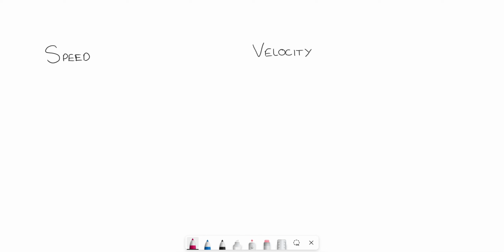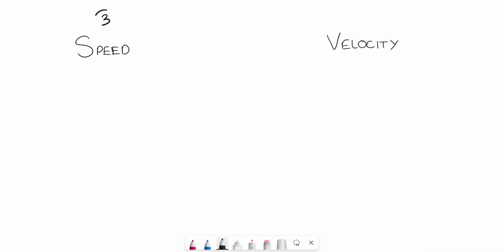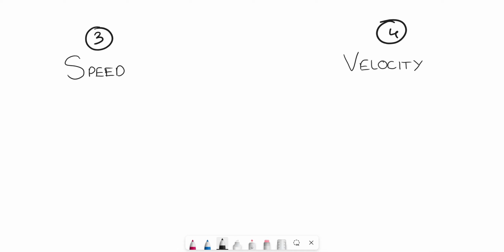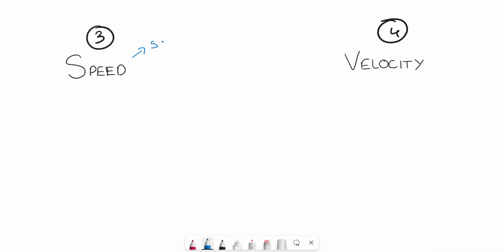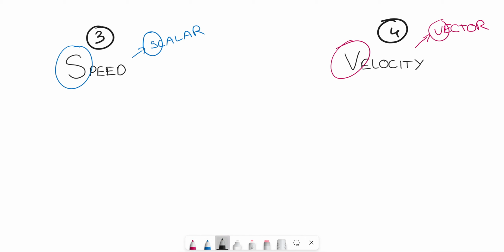Okay, moving on now. Speed and velocity. These are now your quantities 3 and 4 out of 5. Again, I've grouped these two together because they're very similar. Speed is scalar. Velocity is vector. Let's do it in a different color. A nice and easy way to remember this is scalar starts with S, speed starts with S, vector starts with V, velocity starts with V. So speed, scalar, velocity, vector.